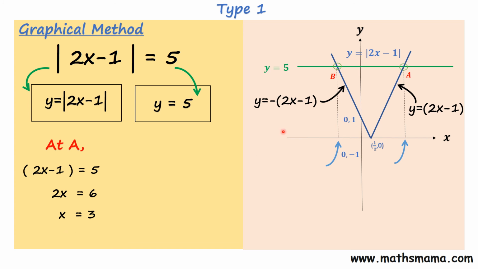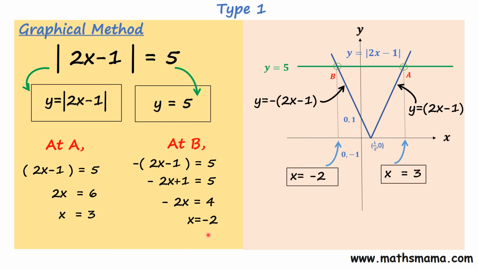To find the x coordinate of B, we solve y equals negative of (2x minus 1) and y equals 5. So negative of (2x minus 1) is equal to 5. We expand the brackets, then we get minus 2x plus 1 is equal to 5. Then negative 2x is equal to 4. So x is negative 2. As we guessed, we got one positive value and one negative value. These are our two solutions for the modulus equation.